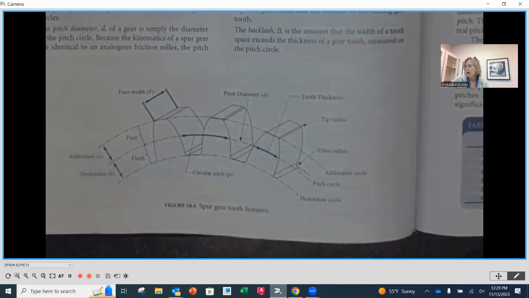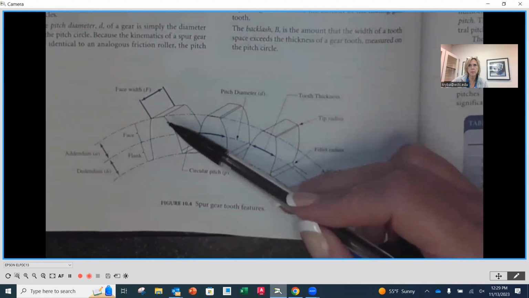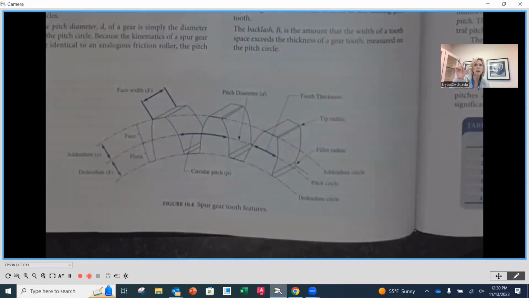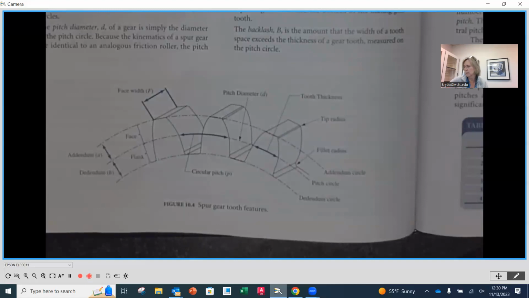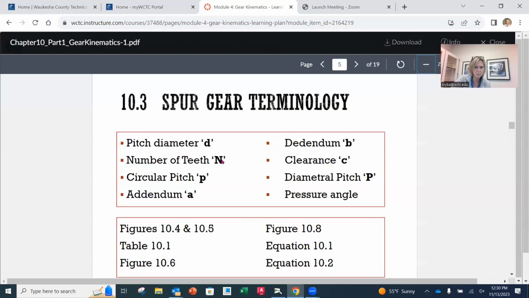Another characteristic of a tooth is its face width. That's how long or how thick the faces are that we're going to be having contact with or transmitting any force through. I'm going to peek back and see if there's anything else. Pitch diameter we talked about. Addendum, dedendum. All right.